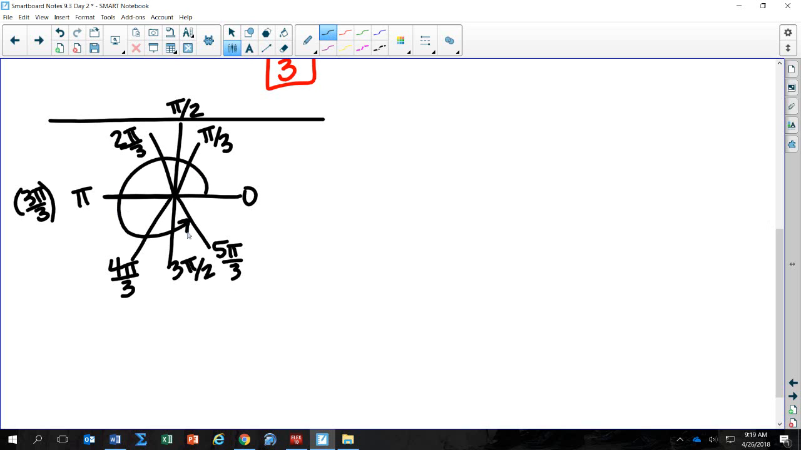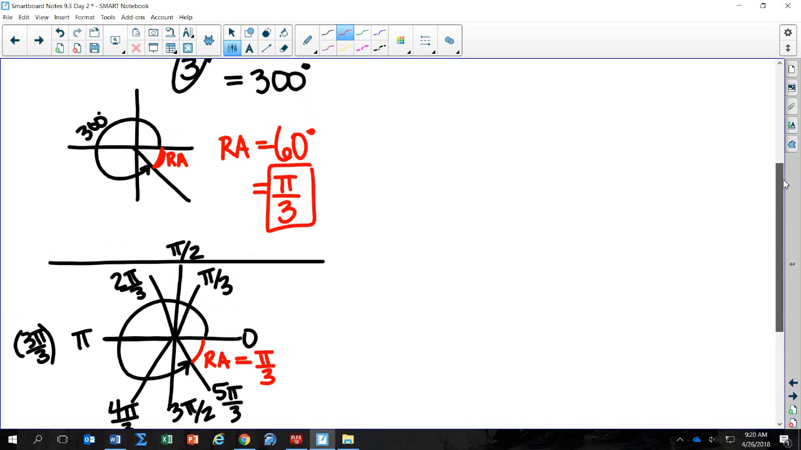Okay? So I'm looking for the reference angle for 5 pi over 3. Here is my angle 5 pi over 3, and I want to find the reference angle from the terminal side to the x-axis. So how many pi over 3 chunks am I missing from a full revolution? See how that's just one of those pi over 3 chunks? If I add on another pi over 3 chunk to 5 pi over 3, then I would get the full revolution. So my reference angle is pi over 3. That's just another way to think about it.